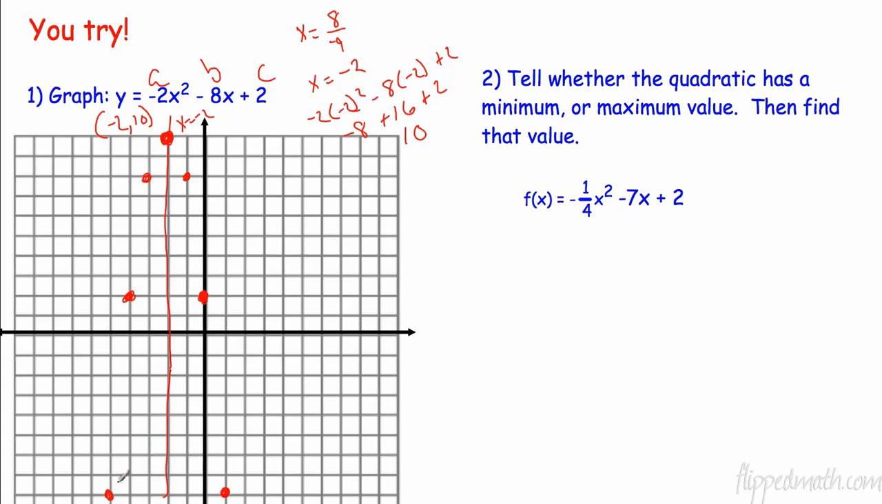And then try desperately to draw a nice round quadratic. That's awful. All right. Tell whether the quadratic has a maximum or minimum. Excuse me. Well, we know since it's negative, it opens down, so this is going to be a maximum value.